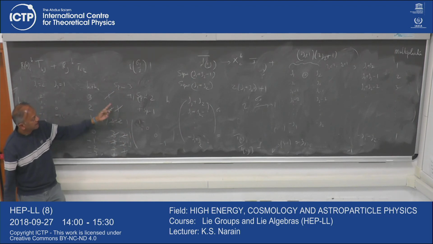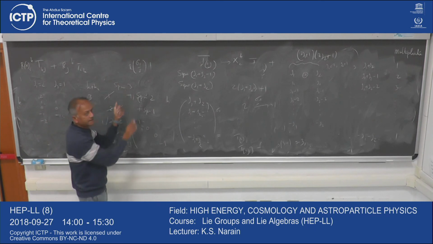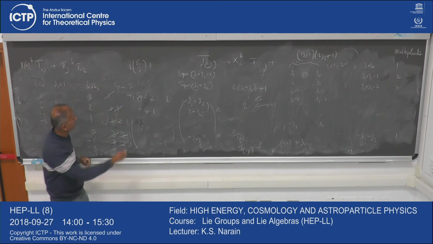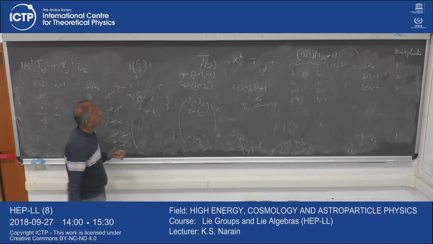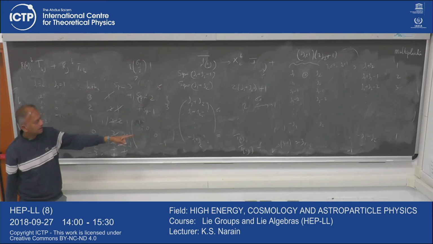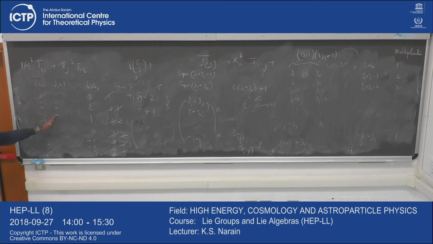And you can count the number of states. Spin 3 is what? 3 times 2, 6, plus 1. So there are 7 states here, there are 5 states here, and there are 3 states here, right? Which is 15 states. And here you have 5 times 3, 15.